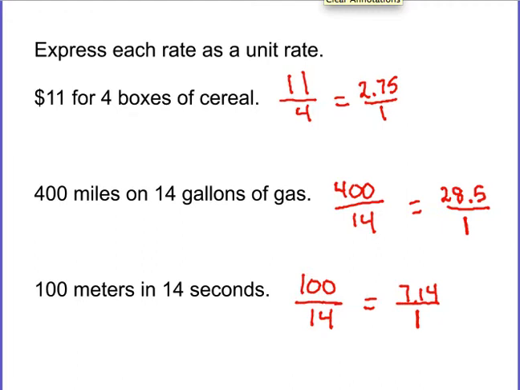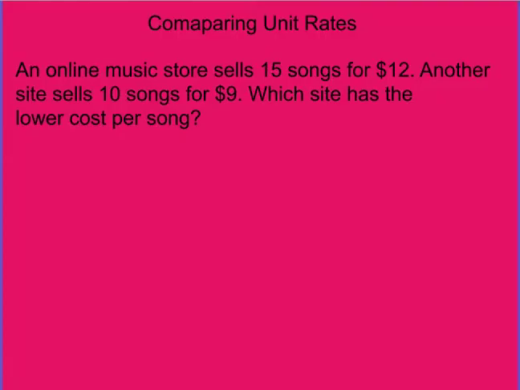Okay, let's look at a couple of examples of things we can do with rates. Why do we care about setting things to unit rates? Here's one example: comparing unit rates. An online music store sells 15 songs for $12. Another site sells 10 songs for $9. Which site has the lower cost per song? So we need to set up some unit rates.